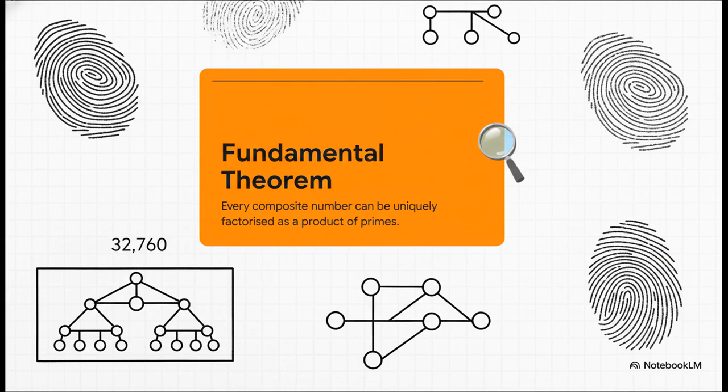And this brings us to an absolute game changer in math, the fundamental theorem of arithmetic. It essentially dictates that every single composite number can be factorized as a product of primes. But the crucial part? This factorization is absolutely unique. It's literally a mathematical fingerprint. There is no other way to combine primes to get 32,760. Sure, you can shuffle the order around, but that specific recipe of primes belongs to that number and that number alone.